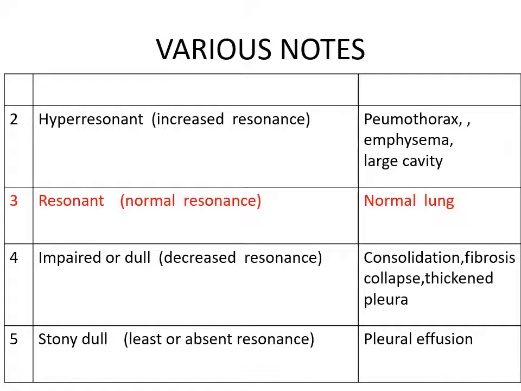Then a dull note is seen in case of consolidation, which is seen in pneumonia. Then in fibrosis, collapse, thickened pleura, we get to see a dull note. And stony dullness is seen, or absence of sound. Okay, we don't get any sound on percussion. So that is in pleural effusion. Okay, so these are the importance of notes. Normally it is resonant. Whenever there is air, AIR, R for resonance, and in solid, the end letter is D, so D for dullness. This is how you can also remember.